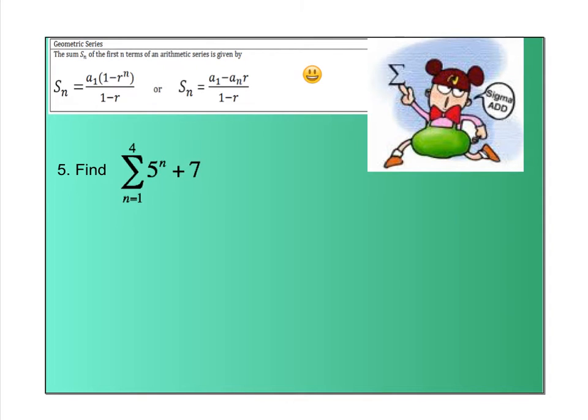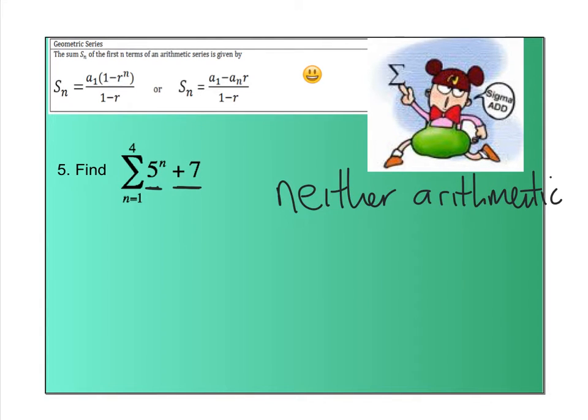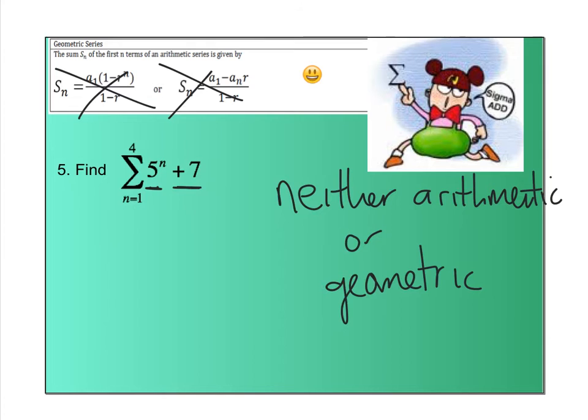Now for this one, take a look, because there's a multiplication piece, but there's also an addition piece. This is neither arithmetic or geometric, so I can't follow these rules, and I can't follow the arithmetic rules. What I need to do is actually crank out these numbers, or let my calculator do a lot of the legwork. I should get an answer of 808, because if I take 5 to the first plus 7, that's going to equal 12.